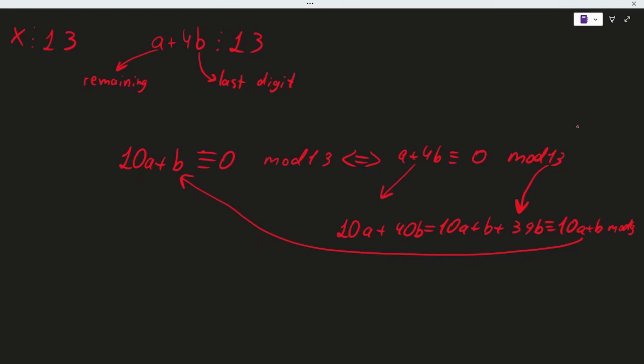Here we can check for the small cases, for example, 143. In this case, a will be 14, and b will be 3. So a plus 4b will be 14 plus 4 times 3, which is 26. And clearly 26 is divisible by 13, which means that 143 will also be a multiple of 13.